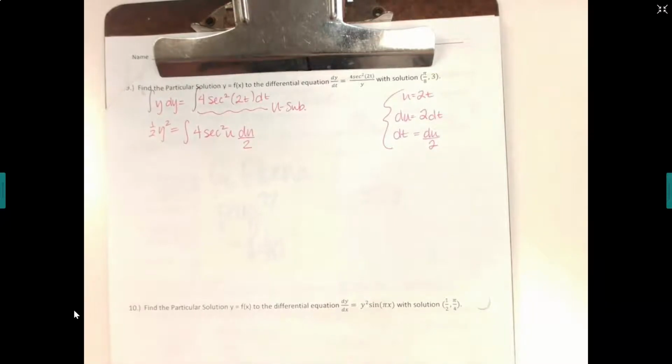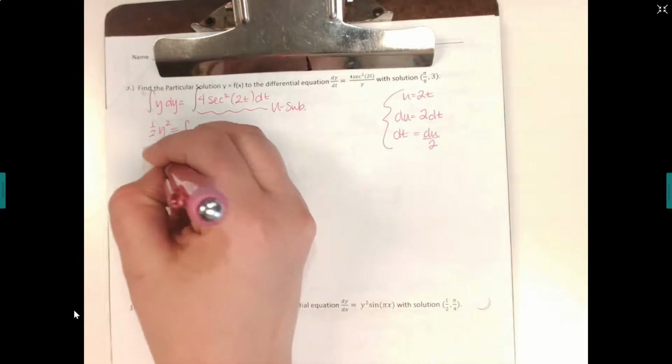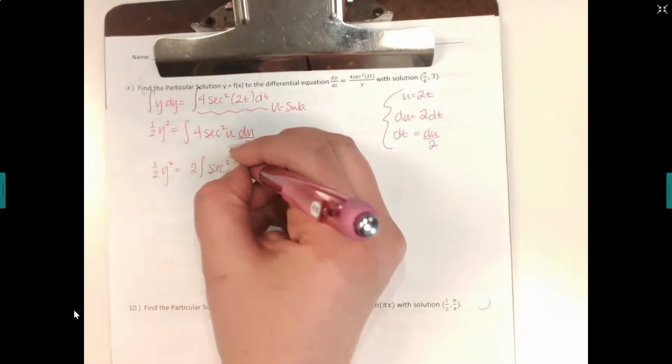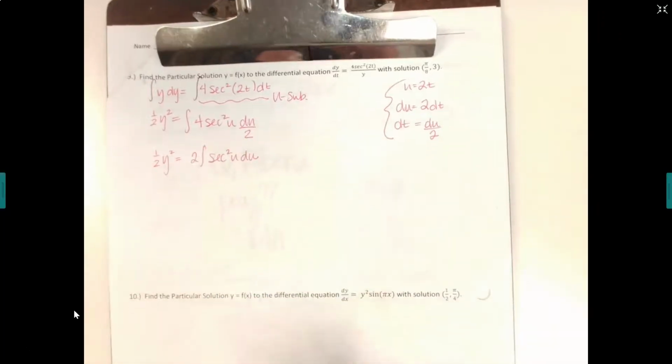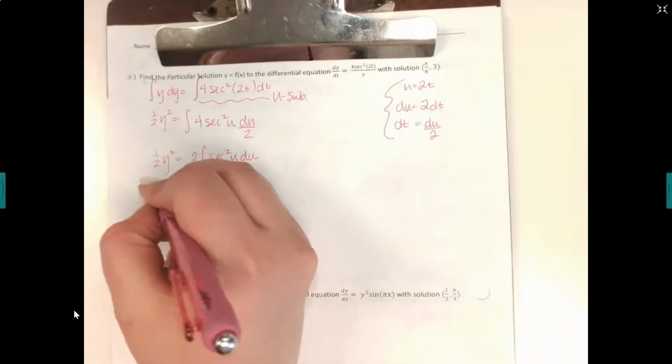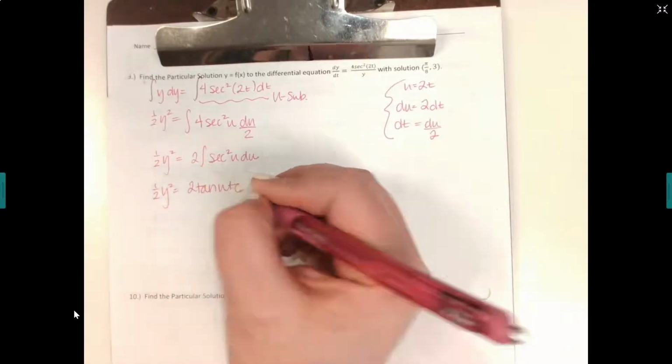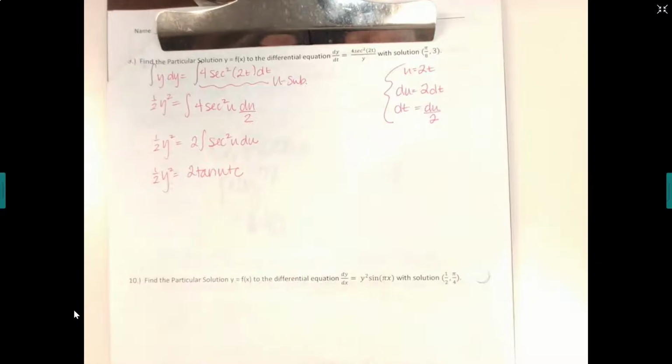Then you're going to take the 2 and the 4 to the front. What is 4 if I cut it in half? Okay, so I have 1/2 y squared, 2 integral secant squared u du. What's the integral of secant squared? Do you remember it? Tan. Okay, so it's 2 tan u plus c.